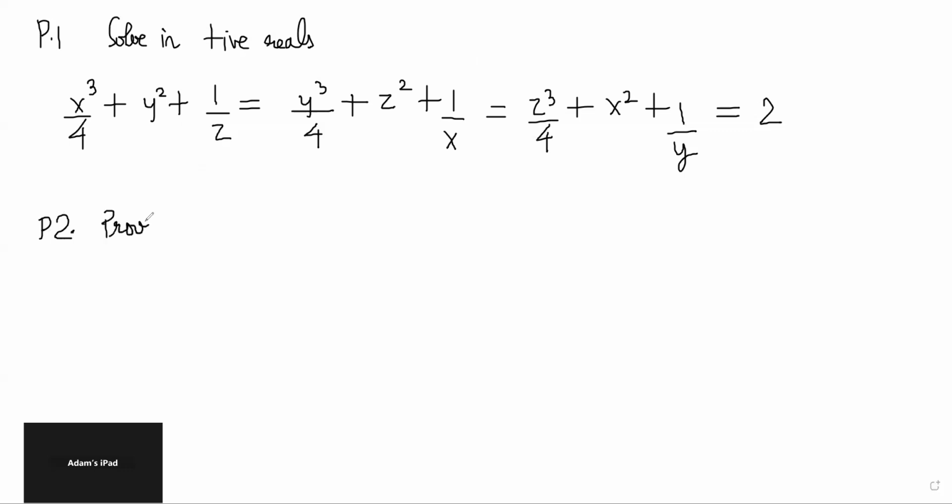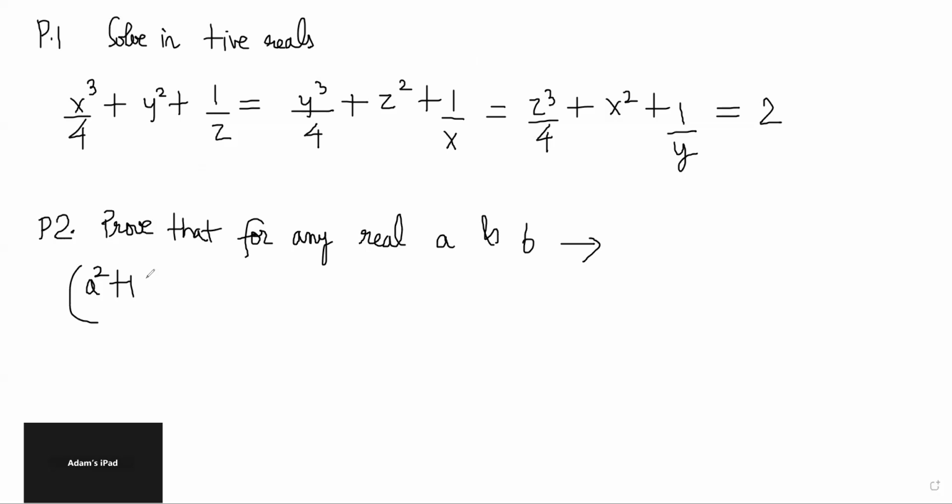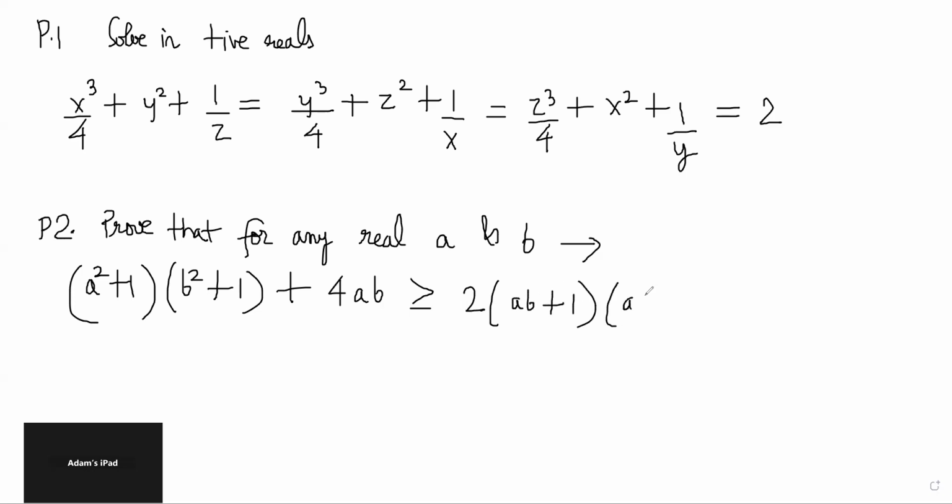Next question. Prove that for any real a and b, a square plus 1 times b square plus 1 plus 4ab is greater than or equal to 2 times ab plus 1 times a plus b.